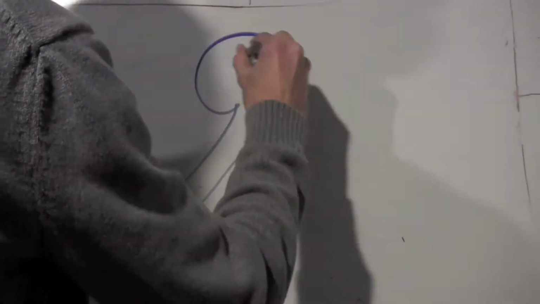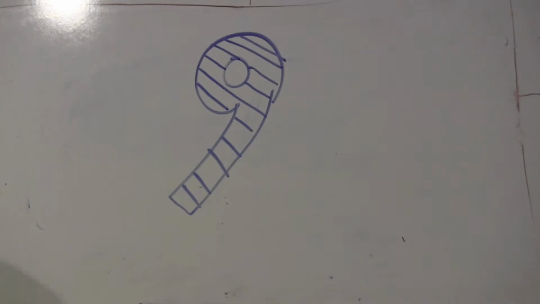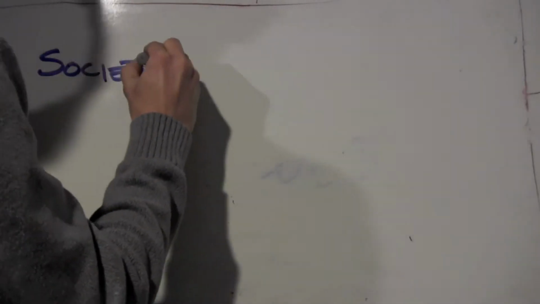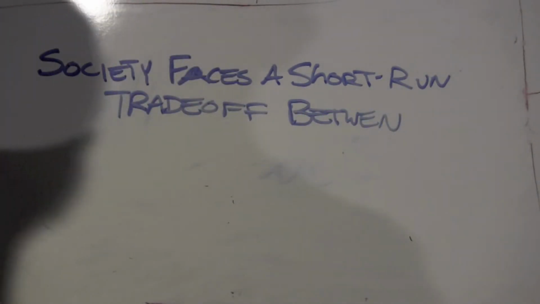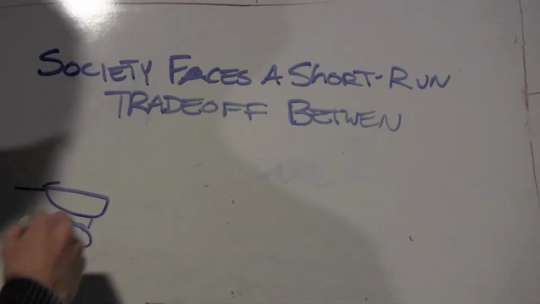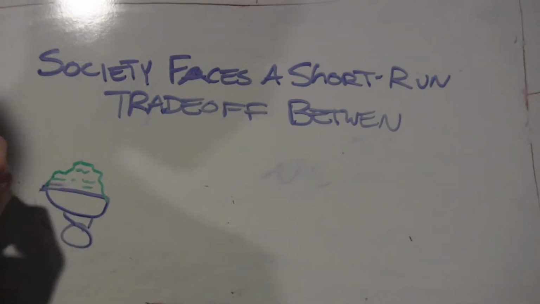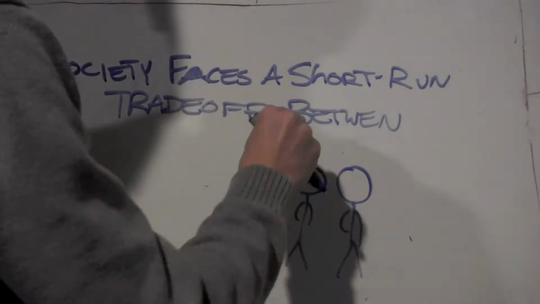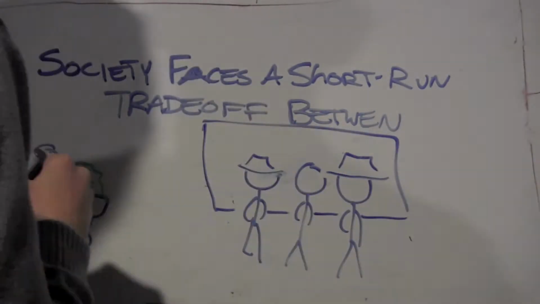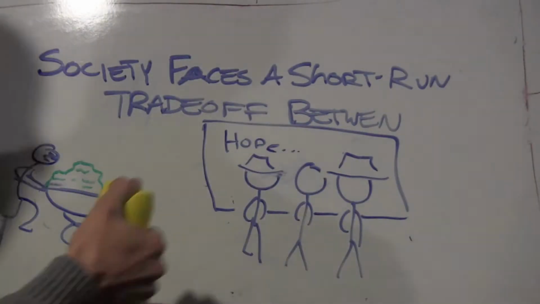Number 9. Mankiw's ninth principle states that society faces a short-run trade-off between inflation and unemployment. Inflation could be represented by a man carrying a wheelbarrow of money, going to buy a newspaper, and unemployment could be easily seen in this beautiful reproduction of a picture from the Great Depression.